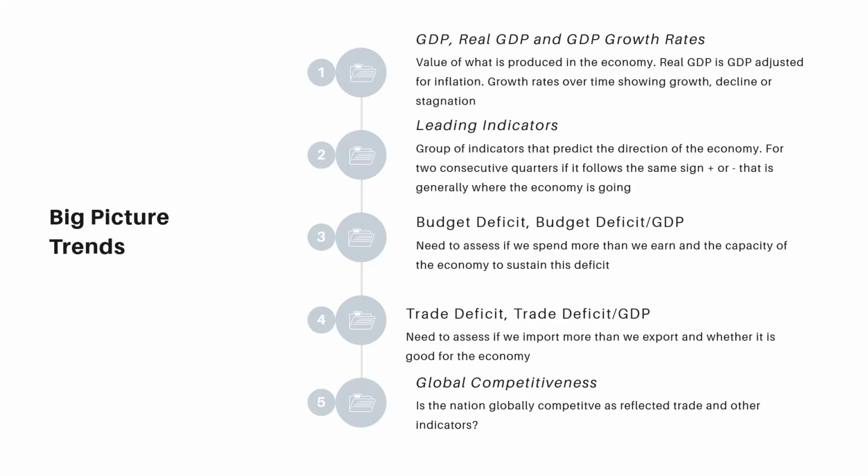Budget deficit: are we spending more than we're getting in taxes? As a percentage of the GDP, we should want to keep it around 5%. We don't want it to be 50, 100, 120% of what we are earning. That means we're living beyond our means and spending too much money, and it's going to cause other problems in the economy.